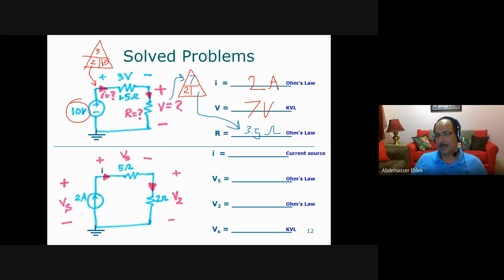Okay, so let us apply this here. This is a 2 ampere source. Since the current is 2 ampere, you don't have to do anything here. I is 2 ampere because of the current source.